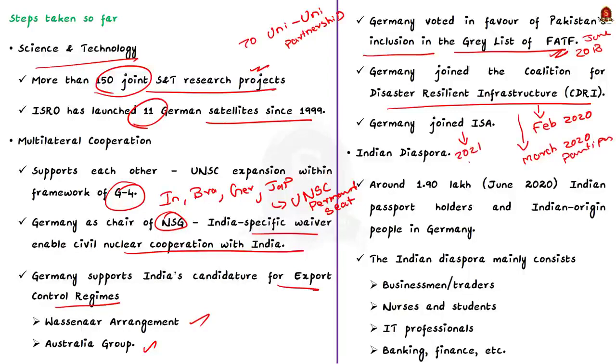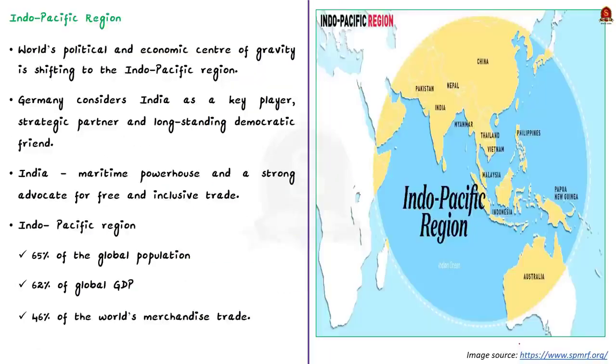And finally, the relationship got stronger with the Indian diaspora. There are more than 190,000 Indian passport holders and Indian origin people in Germany. The Indian diaspora mainly consists of professionals, businessmen, traders, nurses and students. There has been an increase in the last few years in the number of qualified Indian professionals in the fields of IT, banking and finance.